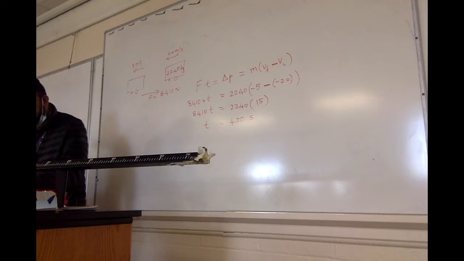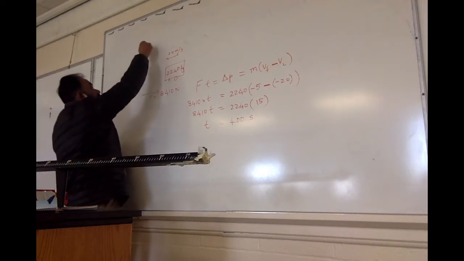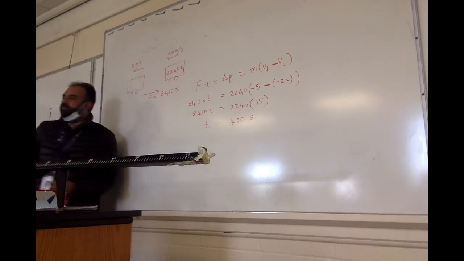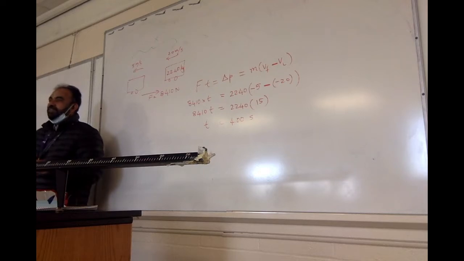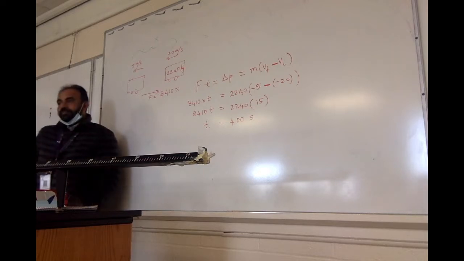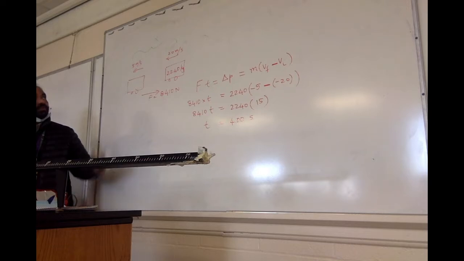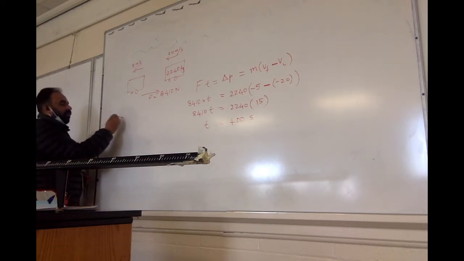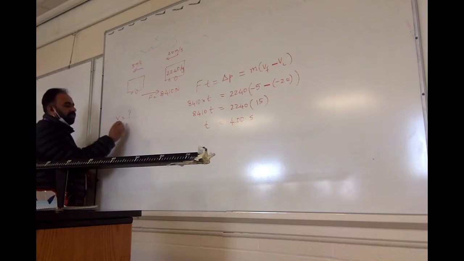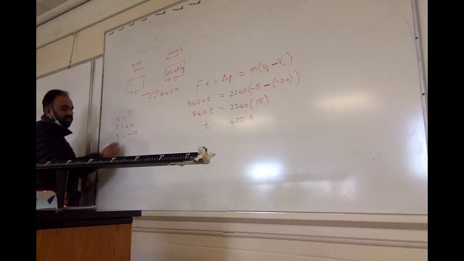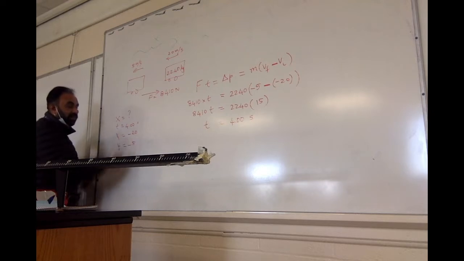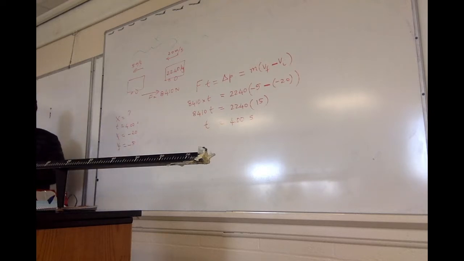Now let's go to the second part of the question, which says, how far does the car travel during this interval? So how far does it go as it is slowing down? So we want x. What do we have? We have time, which is 4.00 seconds. We have initial velocity, which is -20. We have final velocity, which is -5. And you want x. What can you do to get x?